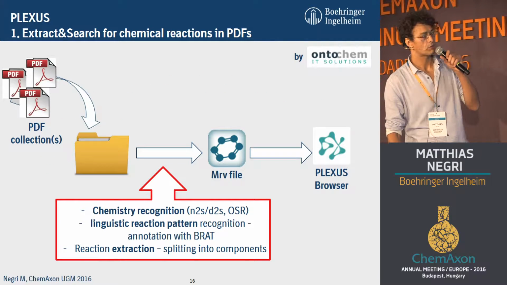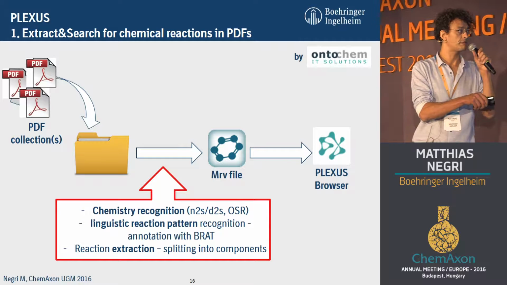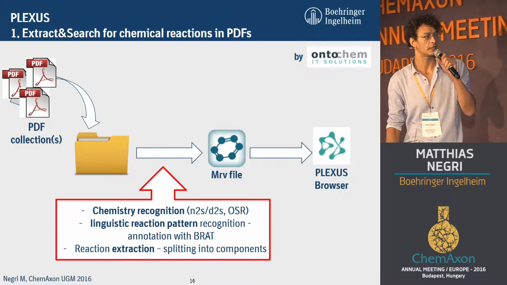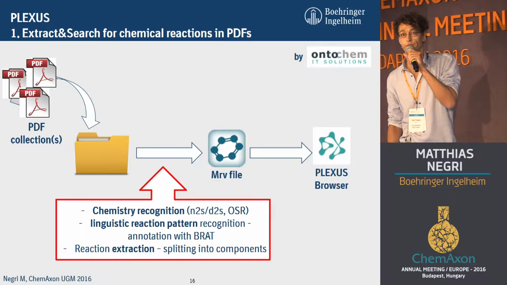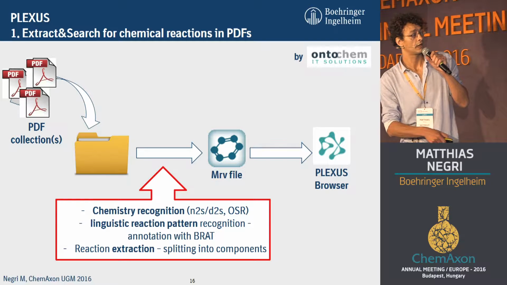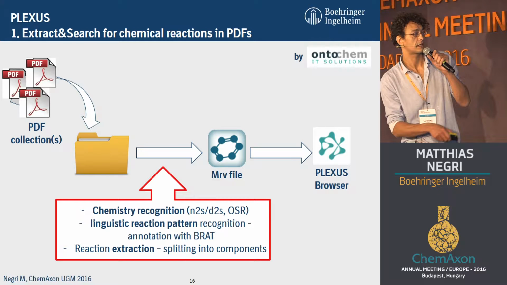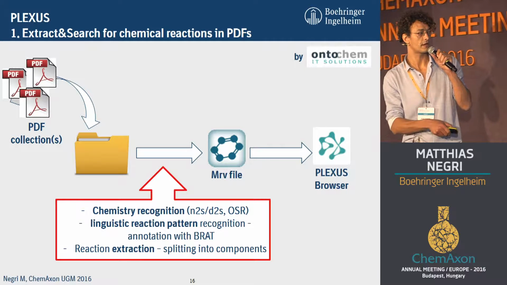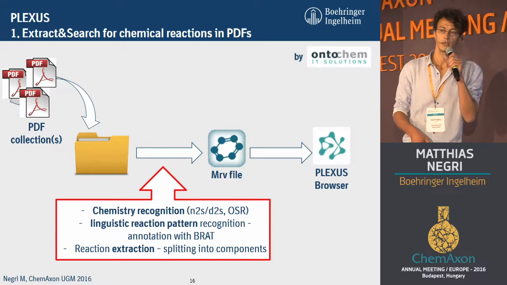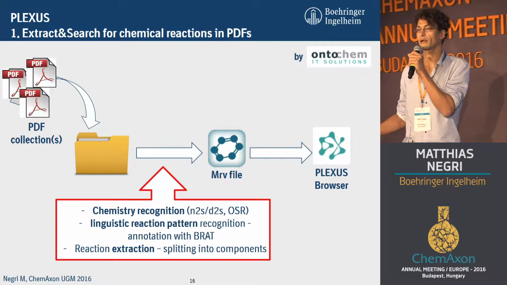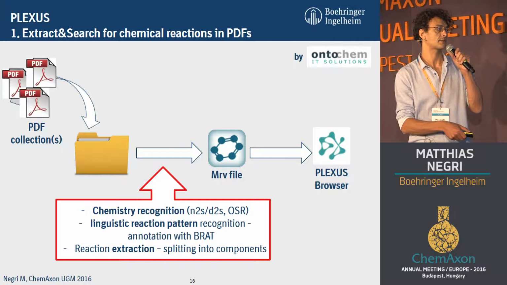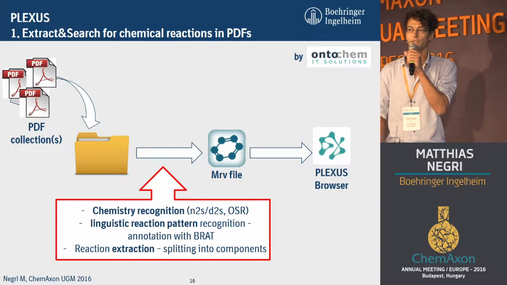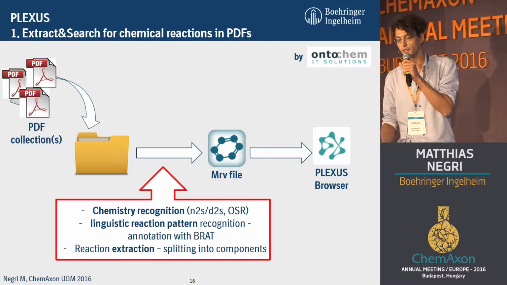And this is more or less the workflow, how it runs. We have an FTP folder where we can throw in PDFs. On these PDFs, several processes are running. We have chemical recognition, name to structure, document to structure, and there are some OSR tools in there. We have a linguistic reaction pattern recognition, meaning you have to understand how a chemical reaction is described by text. And then we have the chemical reaction extraction and the splitting into different components, having a reactant, a product, and so on.